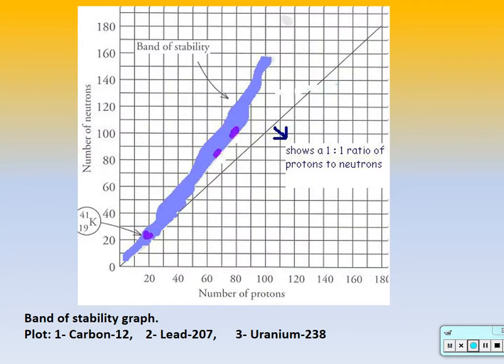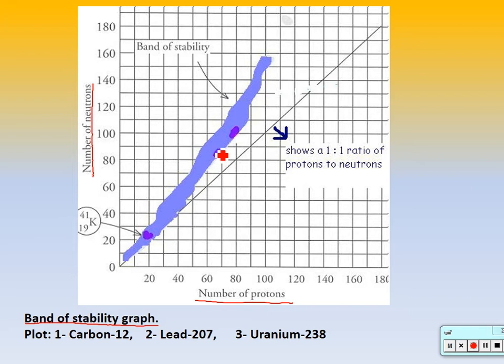We're going to spend a lot of time covering this graph right here. This is an important graph. This is called the band of stability graph. It's used a lot in nuclear chemistry. If you look at it, and this is what you should do with all graphs, look at the axes. What is the y-axis labeled? Number of neutrons. What's the x-axis labeled? Number of protons.